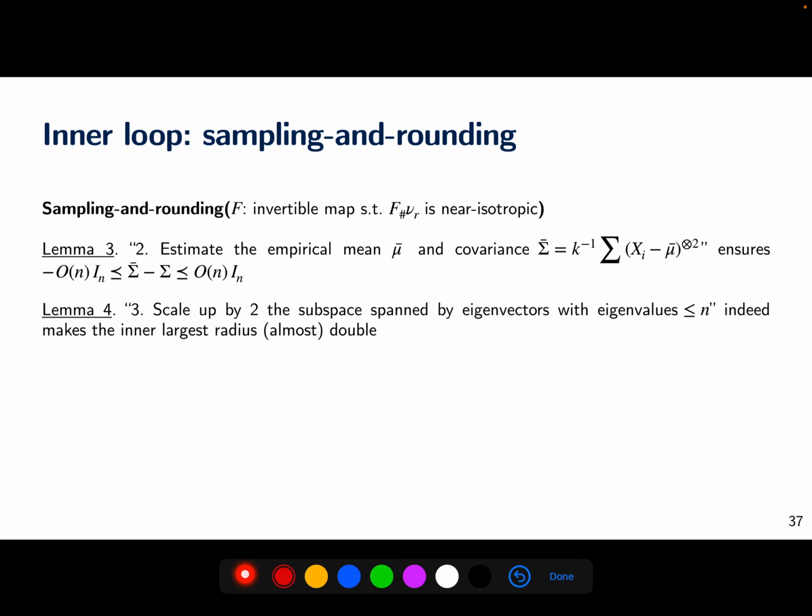And then the second line ensures this relation. In the third line we double this skewed subspace, and it turns out this indeed makes the inner largest radius r grow by a factor of 1 minus something ish, so it almost doubles the inner radius. This really justifies the first line, which says we go back to the first line with r replaced by 2r.